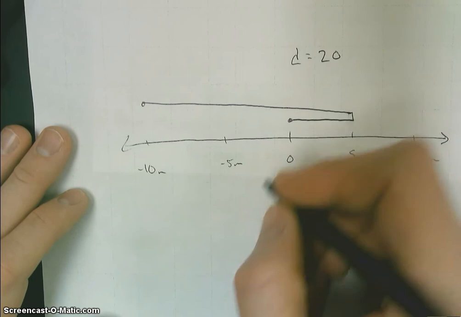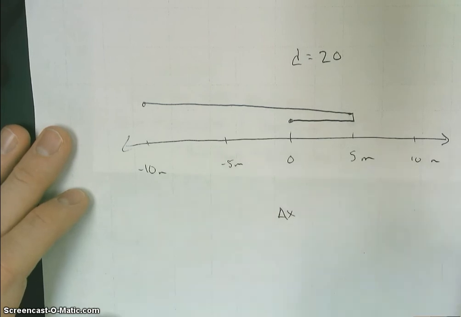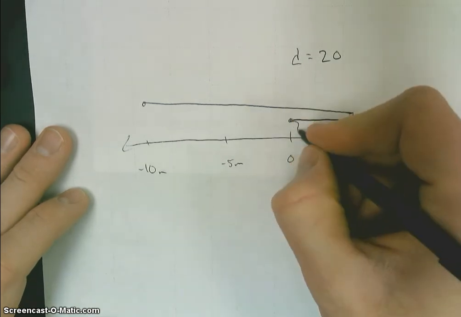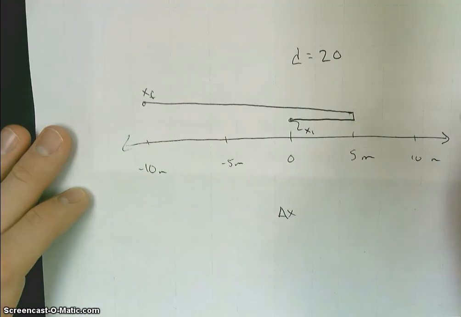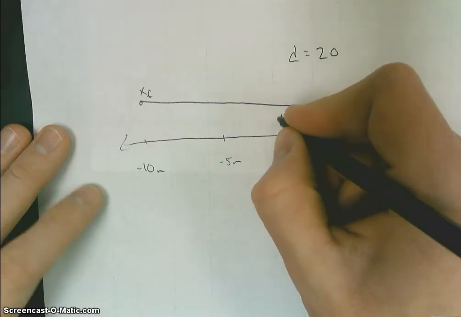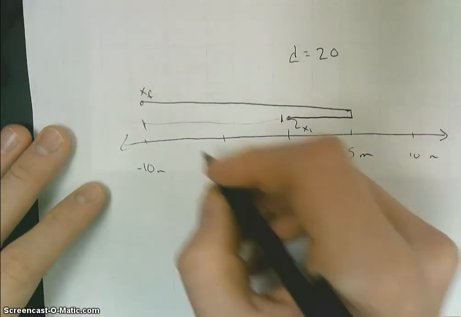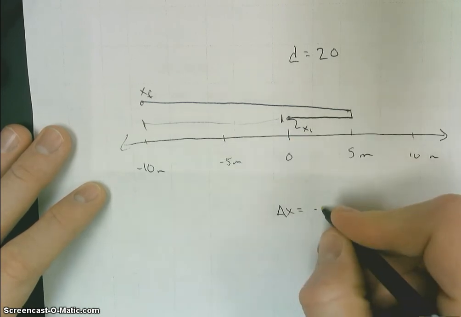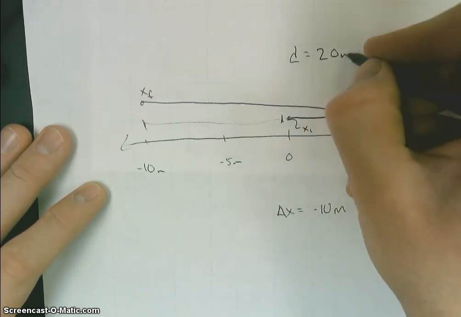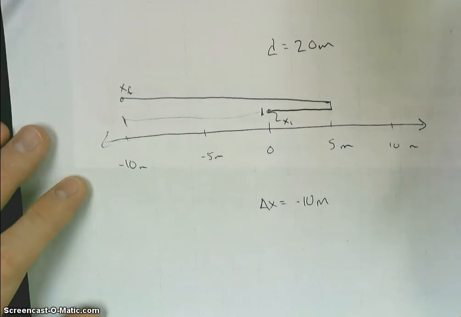Okay. Displacement, however, delta x, change in position, only cares about where you start, x initial, and where you end, x final. So delta x looks at from where you start to where you end. Delta x is actually -10 meters. Okay, so these are two very different things.